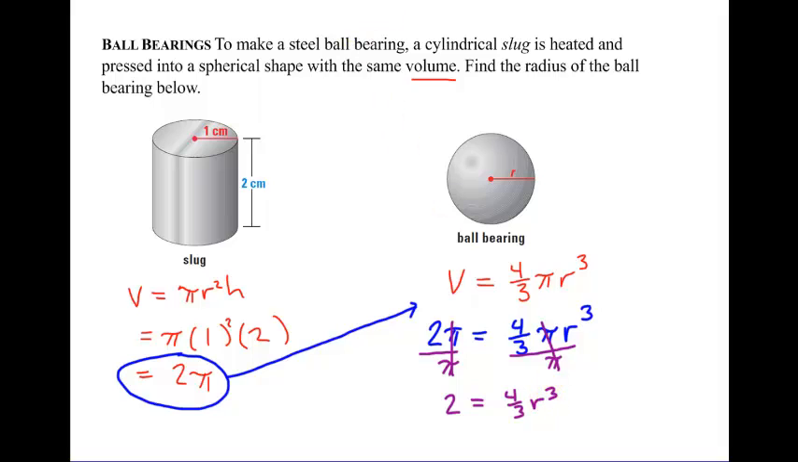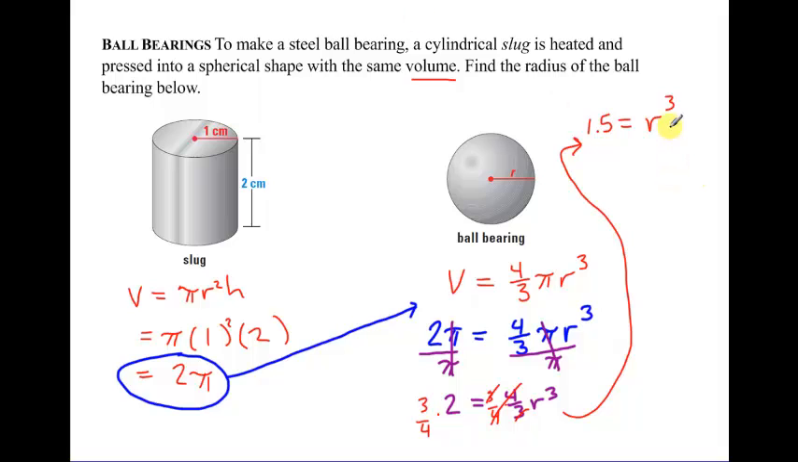Now, in order to get rid of the 4/3, I say we multiply by the reciprocal. So let's times it by 3/4, do it on both sides. And that'll let us cancel the 4's and the 3's. And I'm running out of space, so I'm going to come up here. Okay, on this side we get 3 times 2 divided by 4, and that comes out as 1.5 equal to the radius cubed.